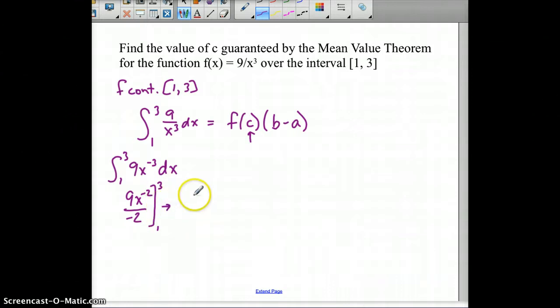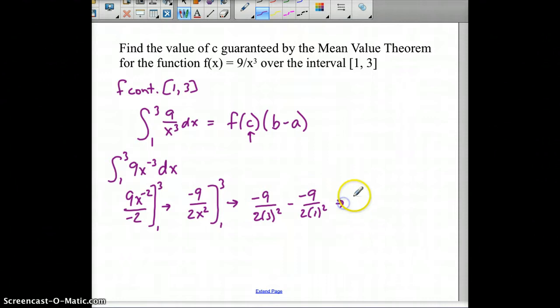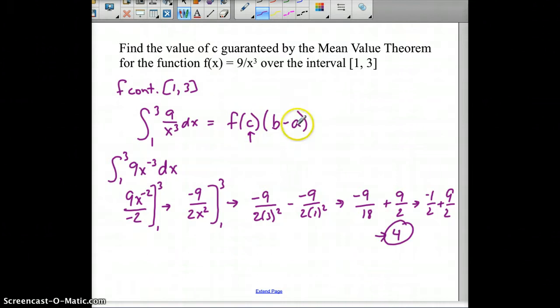I'm going to rewrite that. So it's negative 9 halves, and then x squared in the denominator, from 1 to 3. So we have negative 9 over 2 times 3 squared, minus negative 9 over 2 times 1 squared. So negative 9 over 18 plus 9 over 2. That's negative 1/2 plus 9 halves, which is equal to 4. That's 8 halves, so that's 4. So the mean value theorem guarantees that somewhere there's a value here that will make this side equal 4.